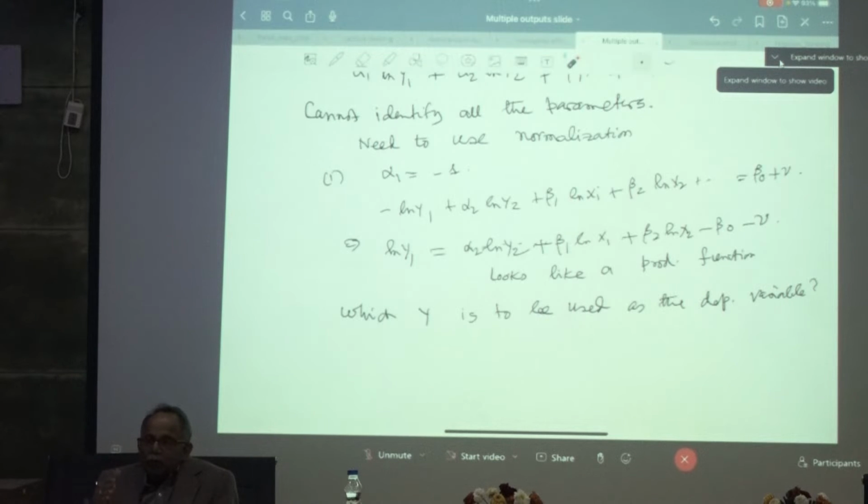There is one group who is going to be using this formulation. They will have one sort of result, and then the other group who is going to be using a log of y2 on the left hand side will be getting a different type of result, right? So although it looks like a production function, this is a problem.